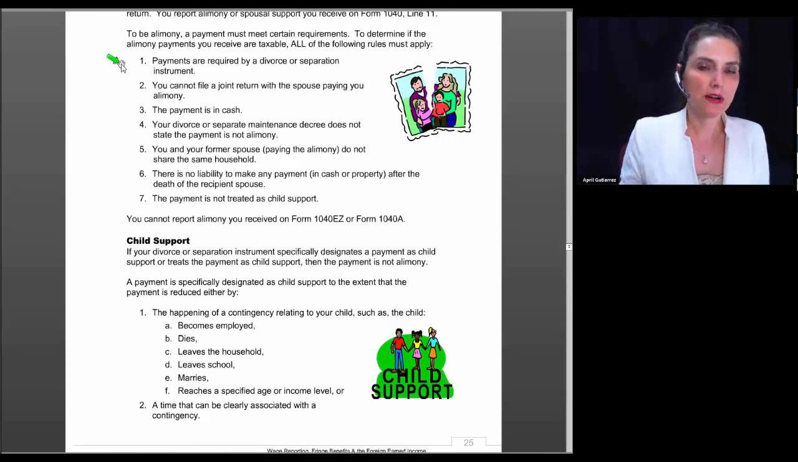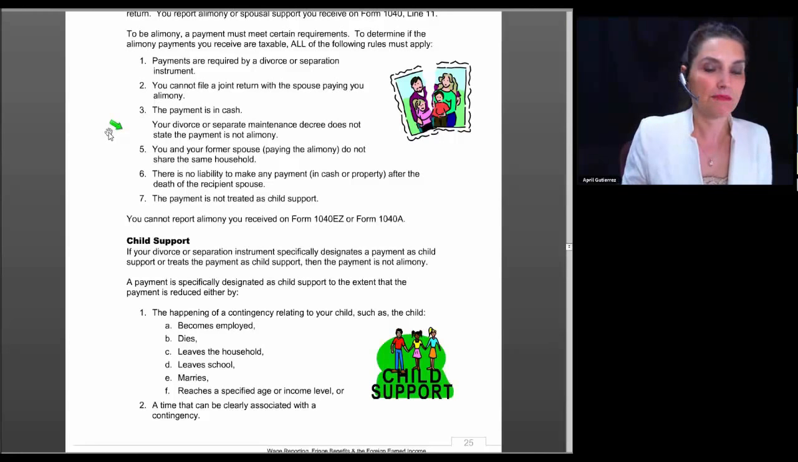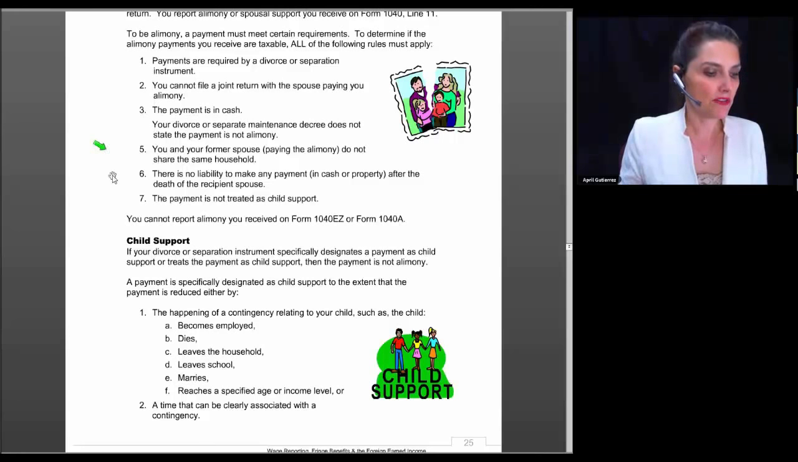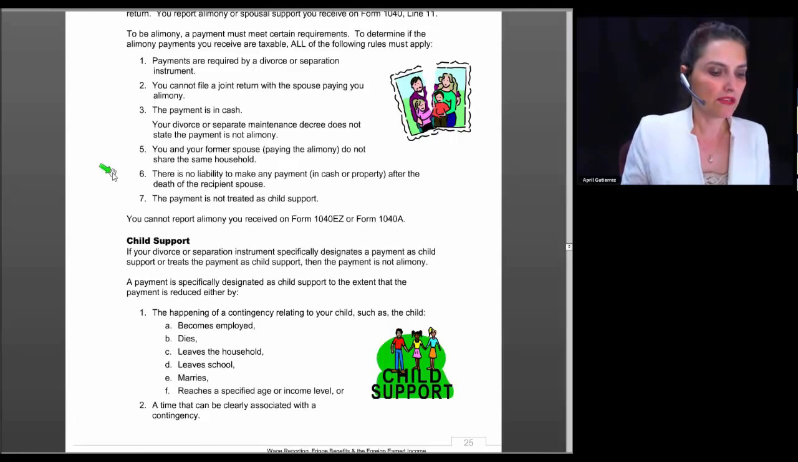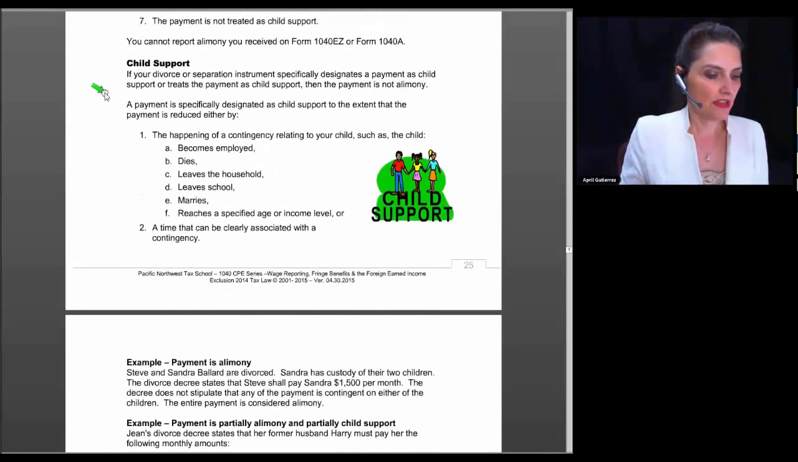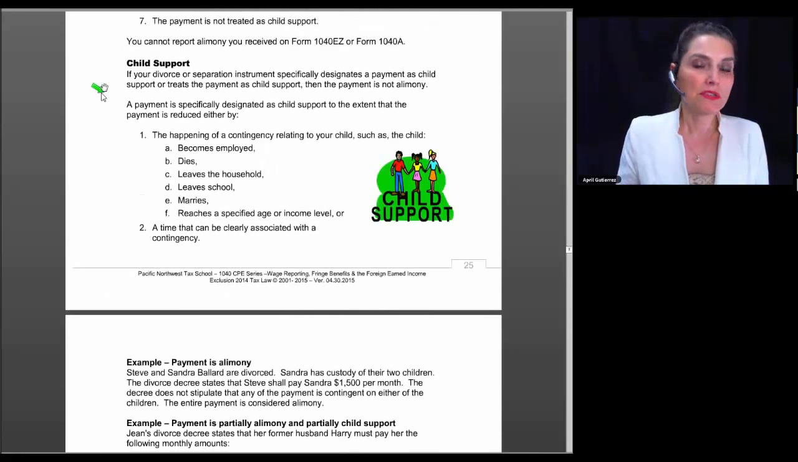The payments are required by a divorce or separation instrument. You cannot file a joint return with the spouse who is paying you the alimony. The payment is in cash. Your divorce or separation maintenance decree must not state that the payment is not alimony. You and your former spouse do not share the same household. There is no liability to make any payment after the death of the recipient spouse, and the payment is not treated as child support.